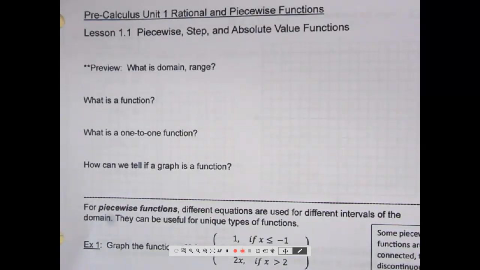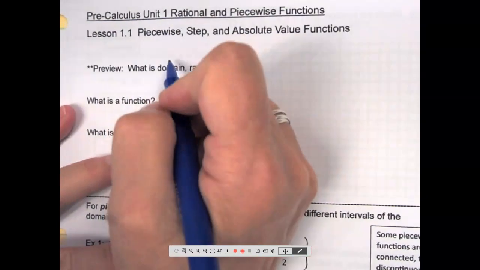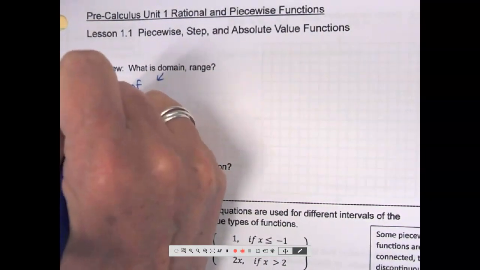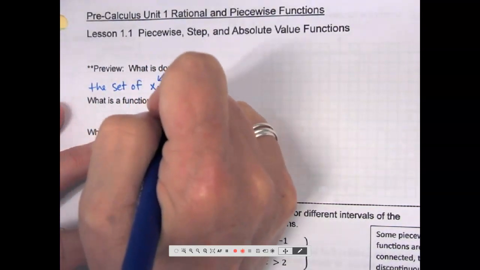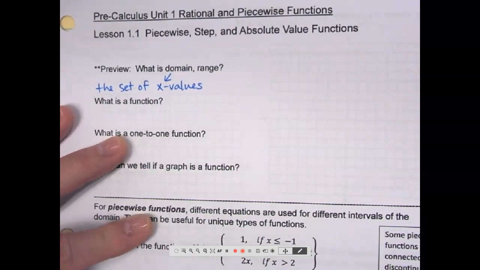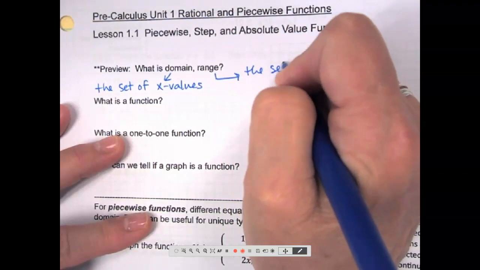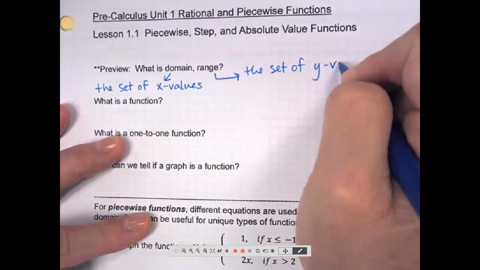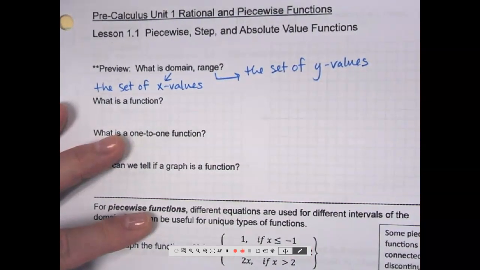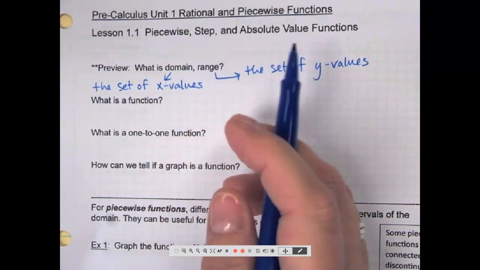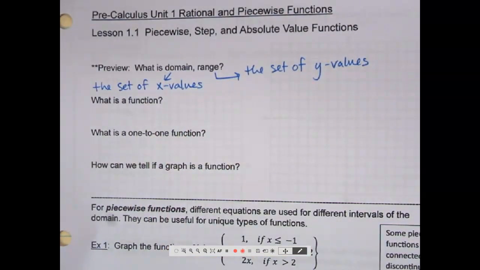X and Y, okay. Which is X? Domain is X. So domain is the set of X values. And what is range? The set of Y values. I don't really have any good way of remembering that except that D comes before R in the alphabet, X comes before Y: domain is X, range is Y. All right, what is a function?